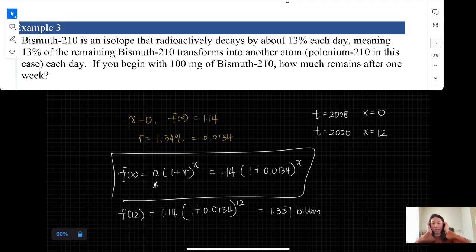So here's another example. Bismuth-210 is an isotope that radioactively decays by about 13% each day, meaning that 13% of the remaining bismuth-210 transforms into another atom. If you begin with 100 milligrams of bismuth-210, how much remains after 1 week?